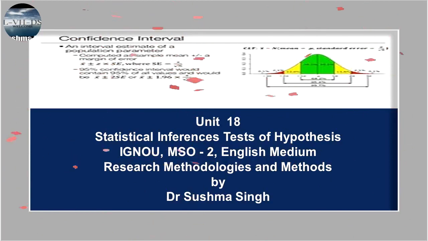The next step is carry out calculations. Computation is carried out of various statistics and their standard errors based on the sample. Now the next point is make decisions. In this step, statistical conclusion and decisions are made to reject or accept the null hypothesis depending on whether the computed value falls in the region of acceptance or rejection.